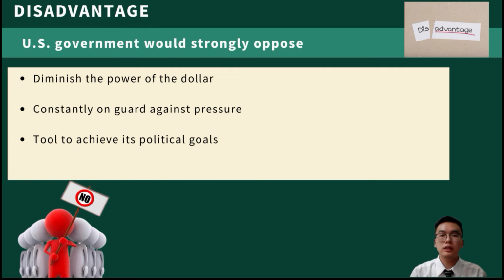However, the disadvantage is the US government will strongly oppose it. This is because this will diminish the power of the dollar. The US dollar brings many economic benefits to the US, and at the same time helps the US increase their wealth. When the US opposes it, implementing this solution will encounter many difficulties, such as having to constantly guard against pressure from the US. In addition, the US dollar is often used as a tool to achieve US political goals. They use it as a tool to put pressure on international markets.